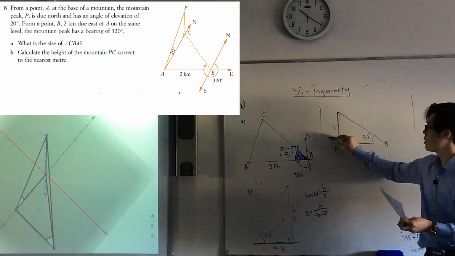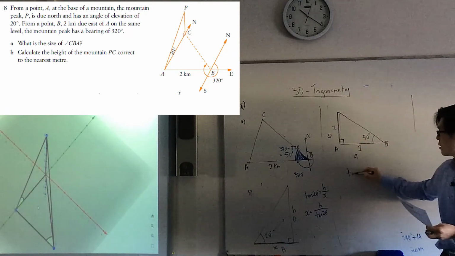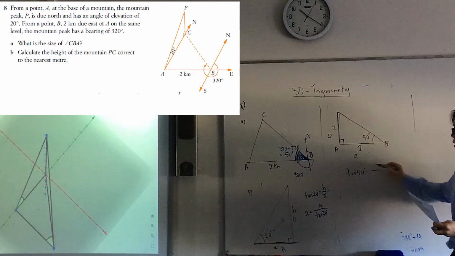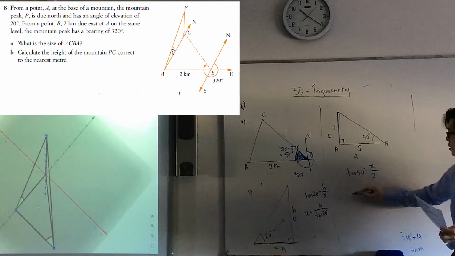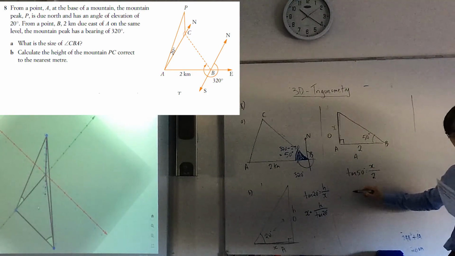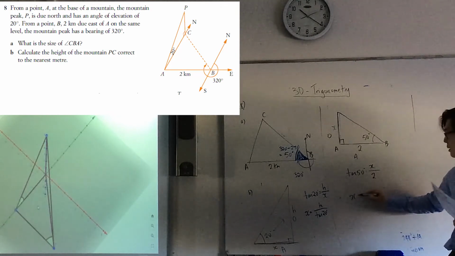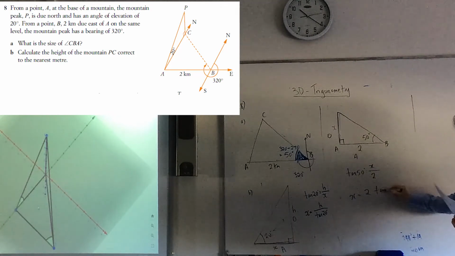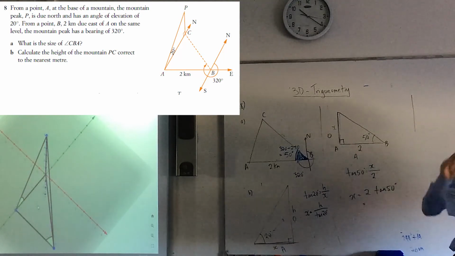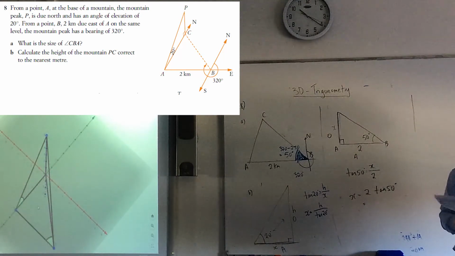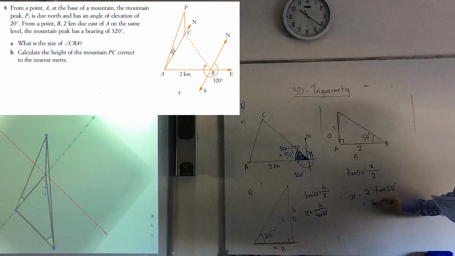What is it? It's tan 50 times 2. This time, x is on top, so this time I multiply across. So 2 times tan 50. Someone give me the answer for that, please. 2.3835. So 2.4.